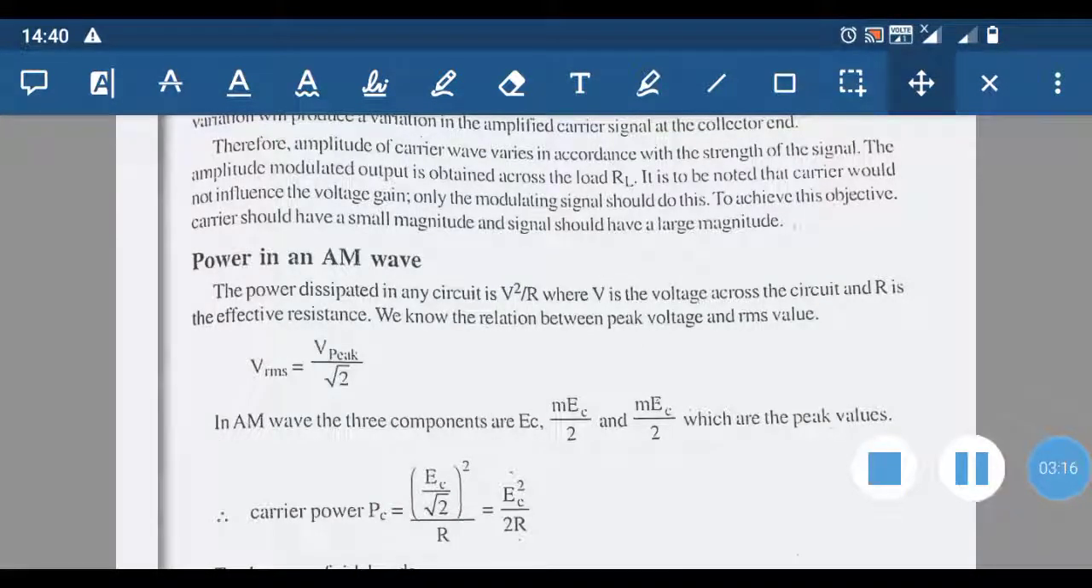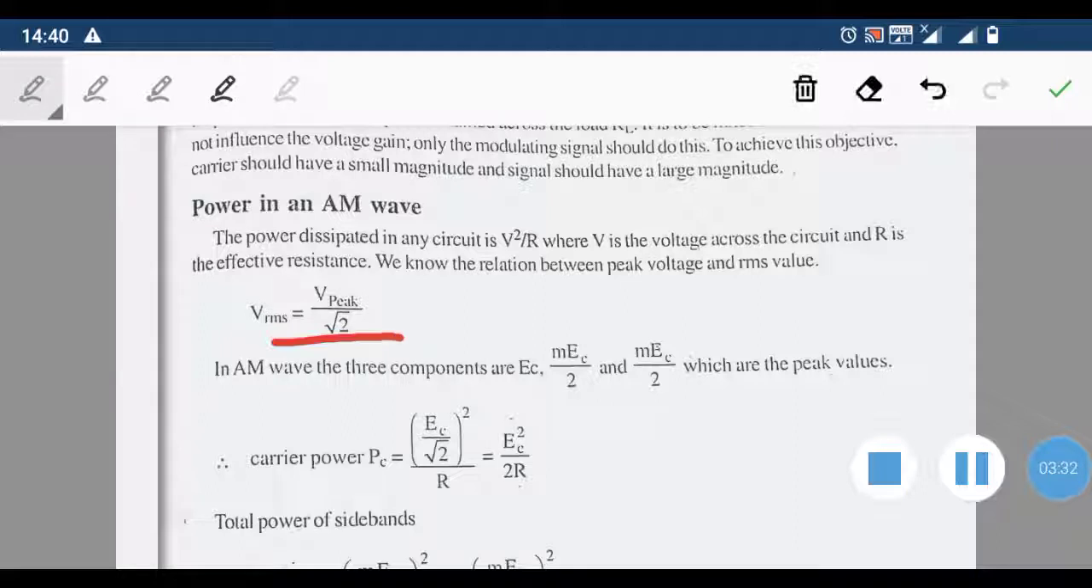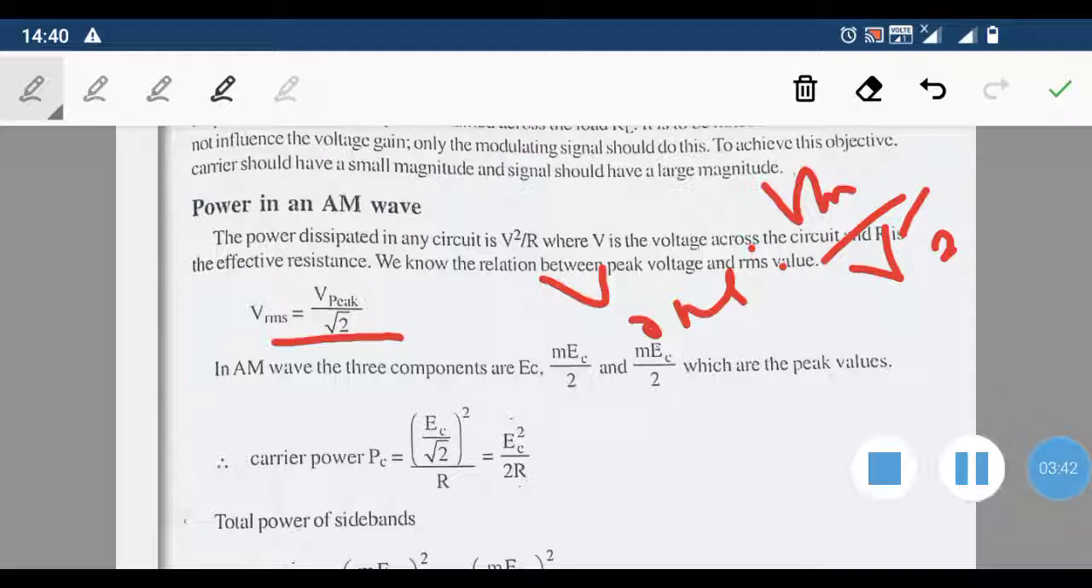Next, we have to find out the power in an AM wave. The power dissipated in any circuit is given by V square divided by R, where V is the voltage across the circuit and R is the effective resistance. Suppose the peak voltage is given, then V RMS will be equal to V peak divided by root 2, that is, Vm divided by root 2. Here, instead of Vm we have taken V peak. So if the maximum voltage is V peak, then V peak divided by root 2 will be the RMS value of the voltage.